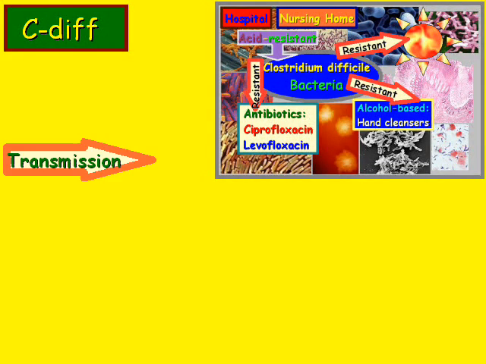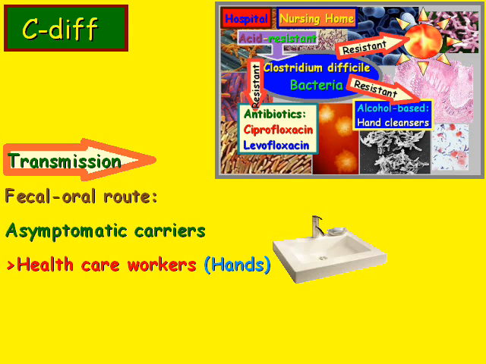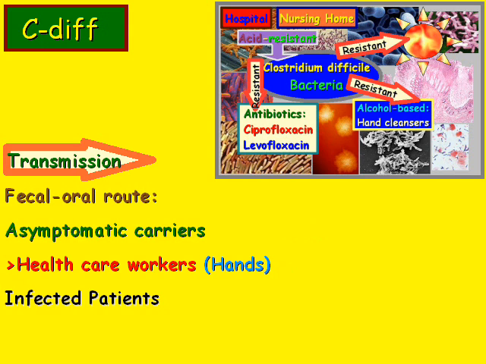Now, how exactly is this transmitted? Well, the book definition would be the fecal-oral route. Basically, you have asymptomatic carriers. For example, we could have patients that have it but are resistant to it, or we could have healthcare workers that don't wash their hands or don't wear gloves. And we could have also infected patients, and they transmit the airborne spores.